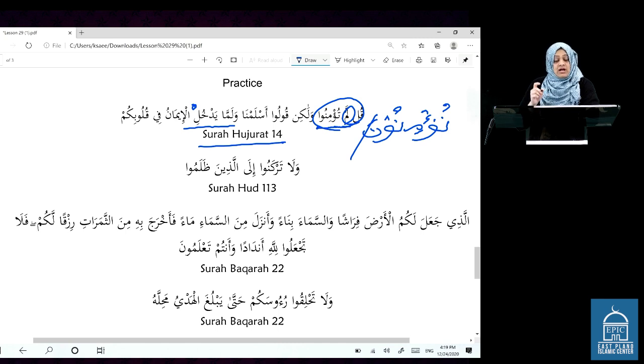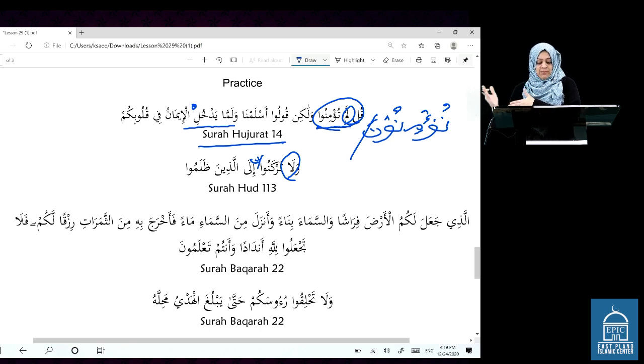Next, let's go with وَلَا تَرْكَنُوا. Rakana, yarkanu, and this is tarkanuna. So the noon is there, right? The noon has been dropped because this is the la of nahi. So do not, a command in the negative. Do not lean for support towards the one who does wrong.